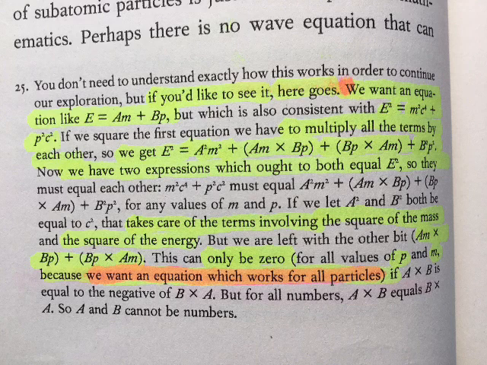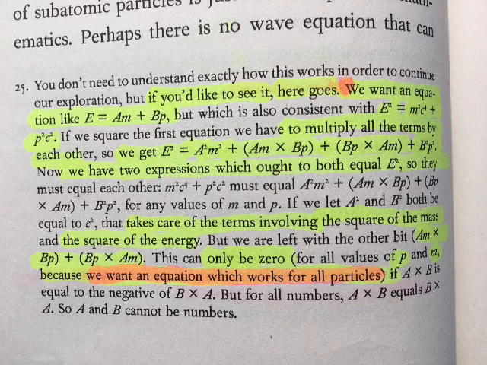You don't need to understand exactly how this works in order to continue our exploration, but if you'd like to see it, here goes. We want an equation like E equals AM plus BP, but which is also consistent with E squared equals M squared times C to the fourth power plus P squared times C squared.